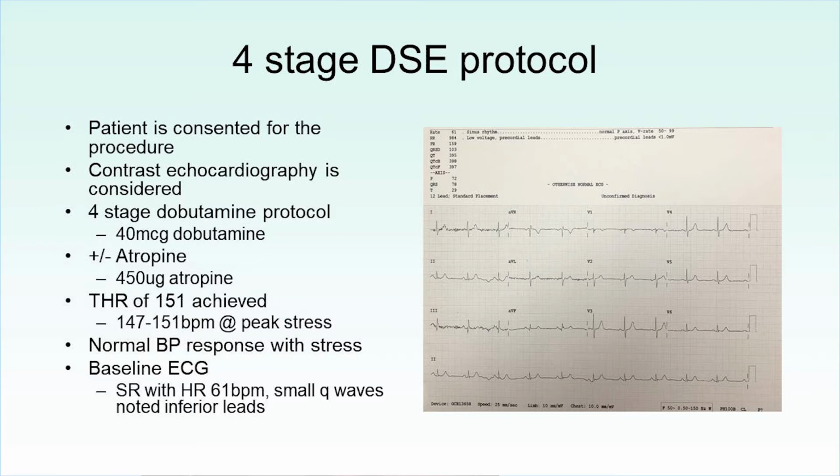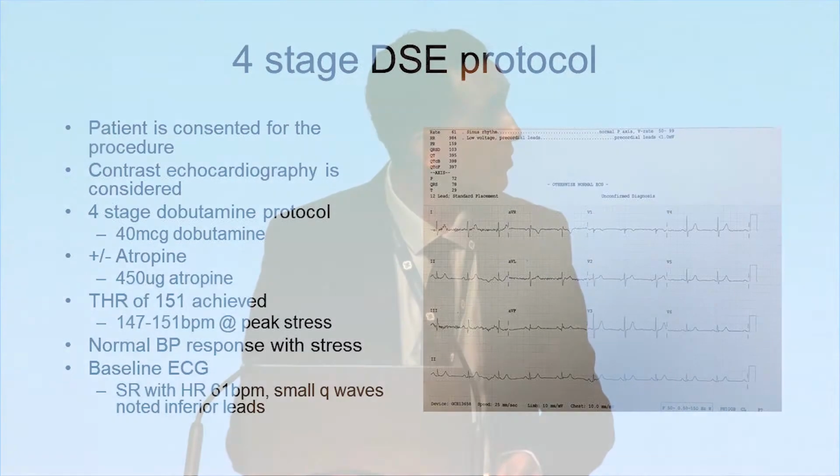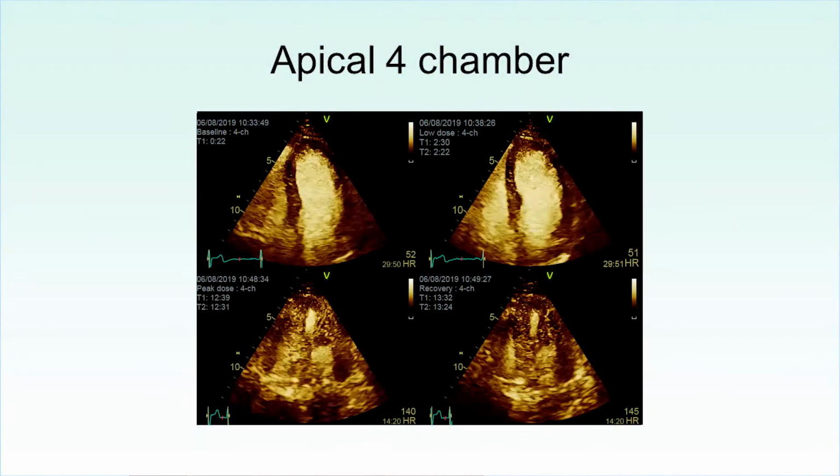Now the patient itself is consented for the procedure. 4-stage dobutamine protocol is set up. Maximum 40 mics was given for this patient with 450 mics of atropine. Target heart rate was achieved by 151 beats per minute. Essentially normal BP response. So this was the stress.